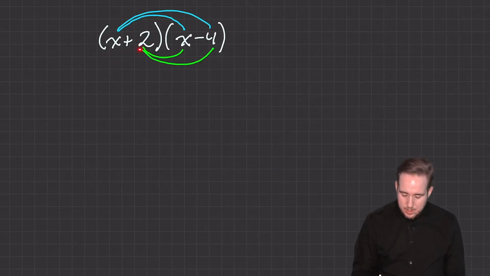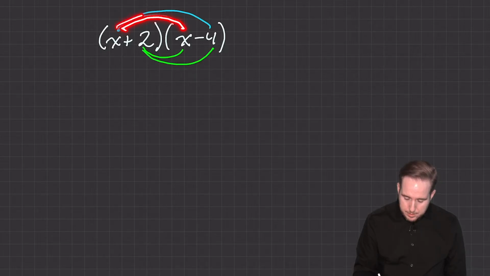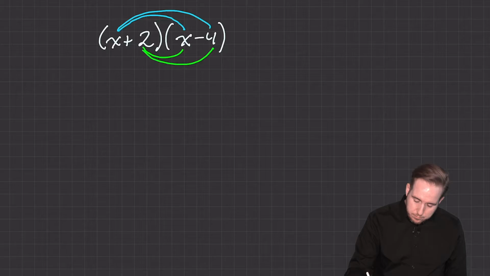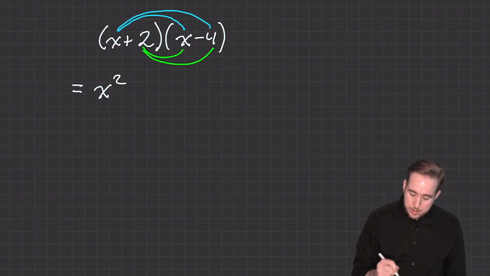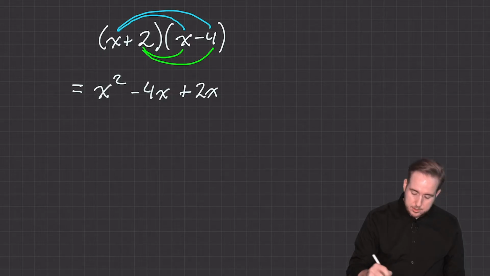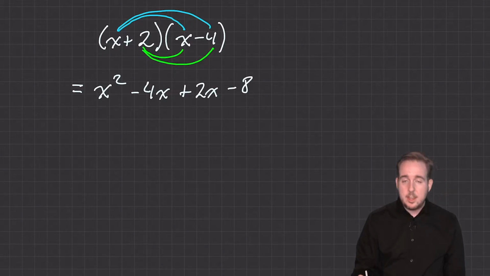So every single term has a set of distributive property lines that go to every term in the other bracket. So this one has 1 and it goes to 1 and 2. There's another term and it goes to 1 and 2. I drew 4 lines. I have to do 4 multiplications. X times x is x squared. X times minus 4 is minus 4x. 2 times x is plus 2x. Plus 2 times minus 4 is minus 8.